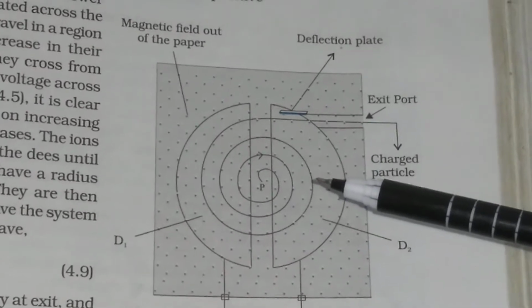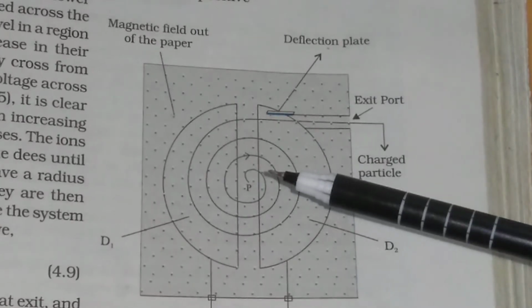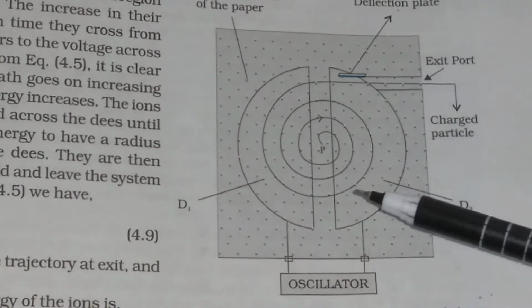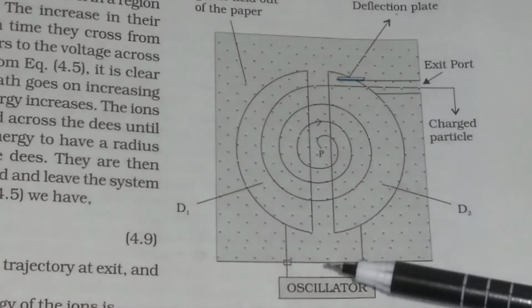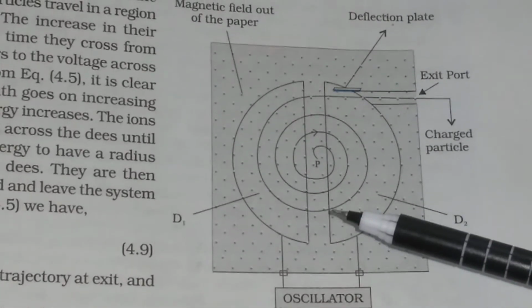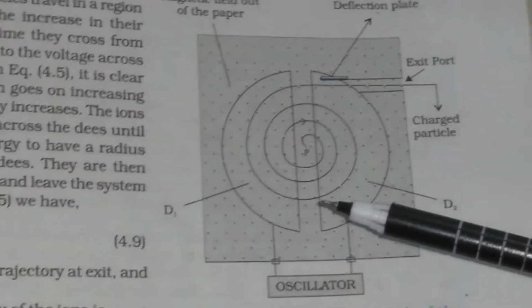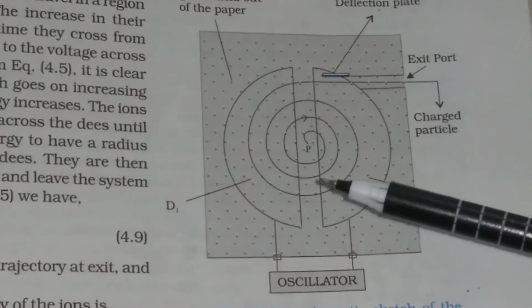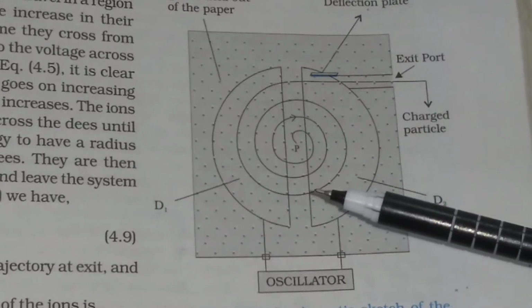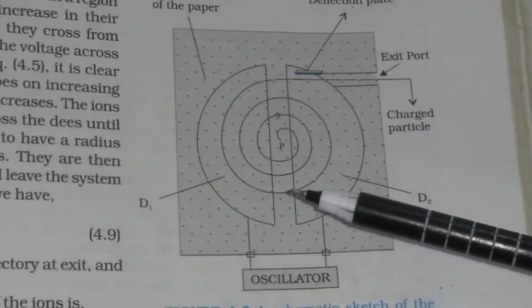Every time the charged particle moves from one D to the other, it is acted upon by an electric field. When the charged particle moves from one D to the other D, an electric field is applied on it through this oscillator. The oscillator produces an electric field when the particle transfers from one D to the other. Inside the D there is no electric field on the charged particle. Only when the particle moves from one D to the other, in between the two D's, is the electric field applied.